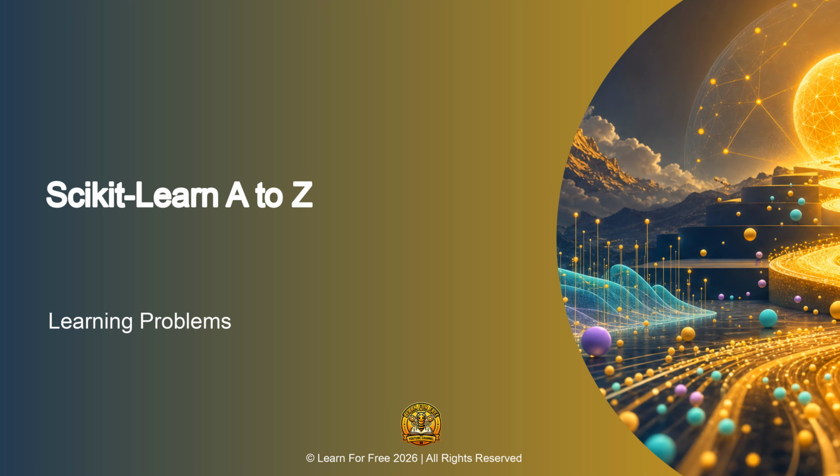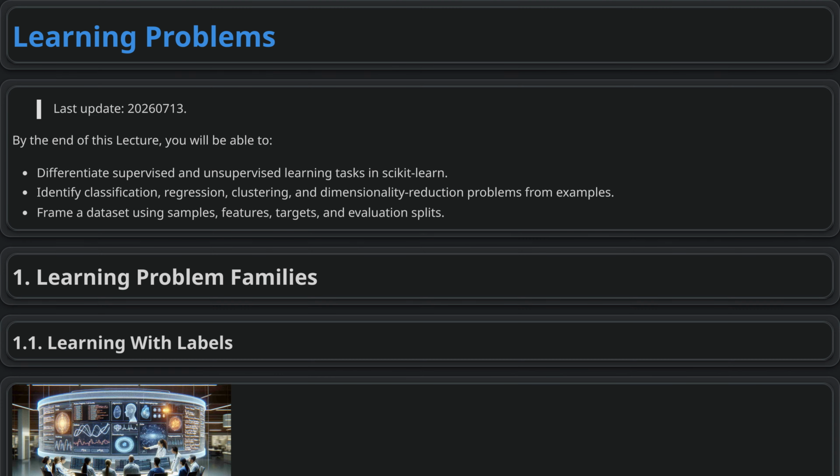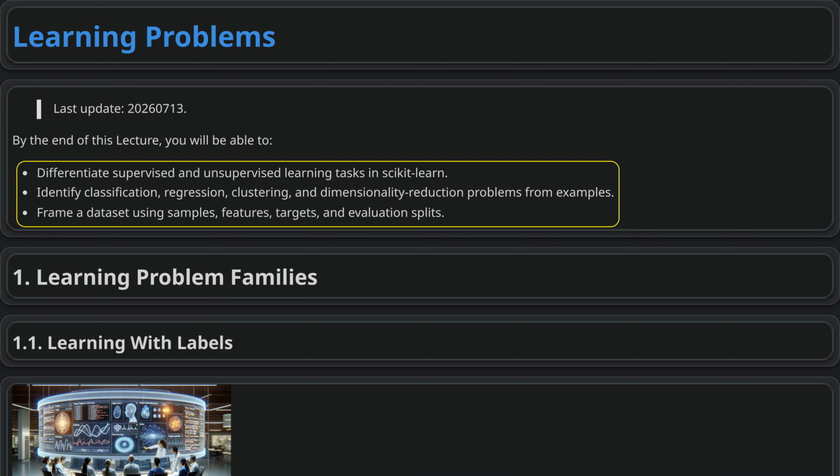Module 1, Lecture B, Learning Problems. By the end of this lecture, you will be able to differentiate supervised and unsupervised learning tasks in Scikit-Learn, identify classification, regression, clustering, and dimensionality reduction problems from examples, and frame a dataset using samples, features, targets, and evaluation splits.